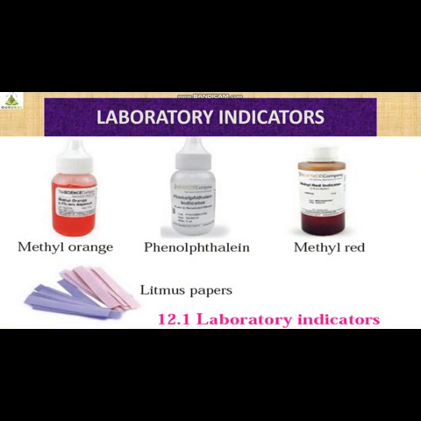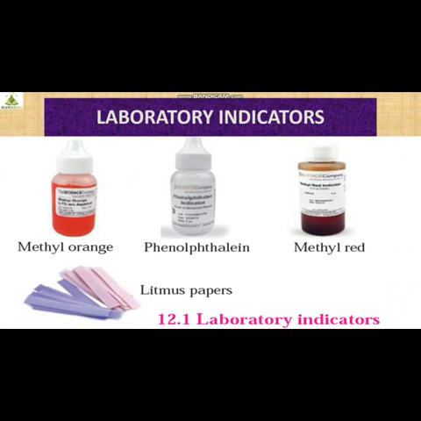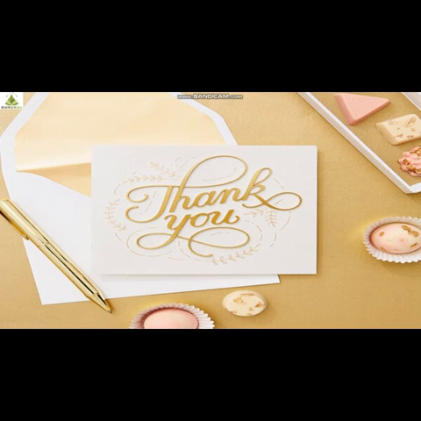So students, these are the laboratory indicators: methyl orange, phenolphthalein, methyl red, litmus paper. Okay, these are the solution bottles and this is the litmus paper. I hope you have understood the explanation for indicators. Next concepts we will see in the next chapter.